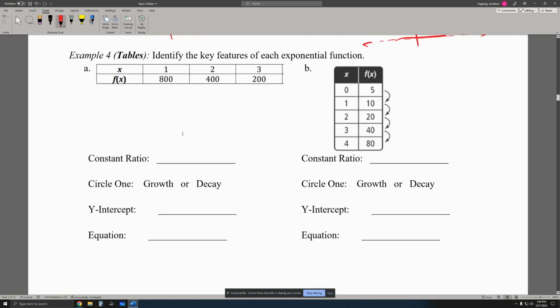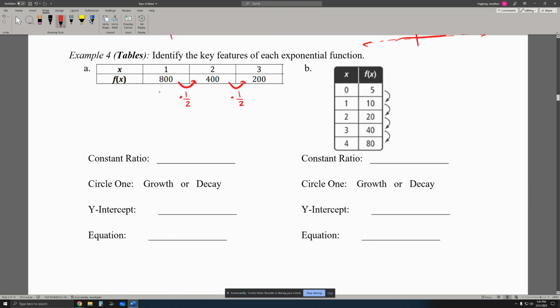Example 4: identify the key features of the exponential function. Given representation A, here we have f of x. This is a table of values. The constant ratio: as we increase 1 in the x direction, what happens to our f of x? Well, we're multiplying by some number. In this case, to get from 800 to 400, we multiply by 1/2. And to get from 400 to 200, we multiply by 1/2.